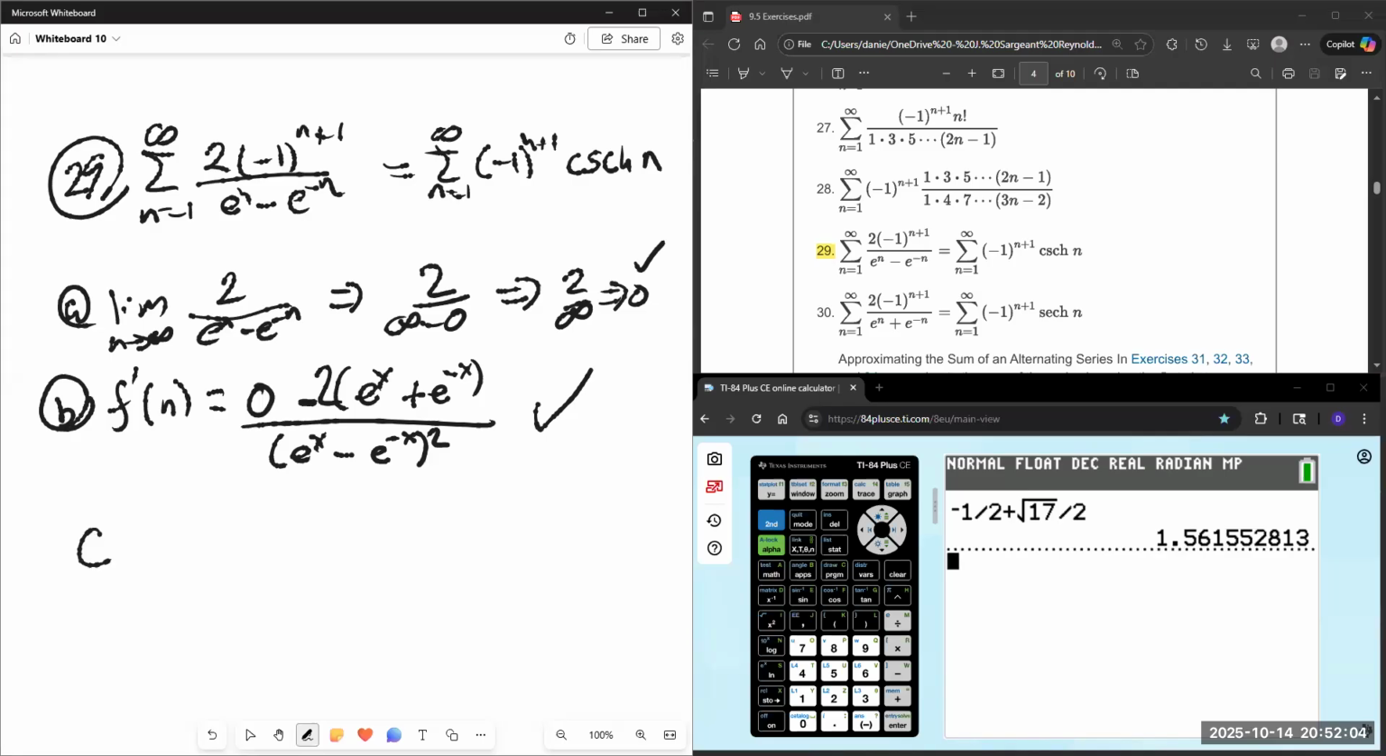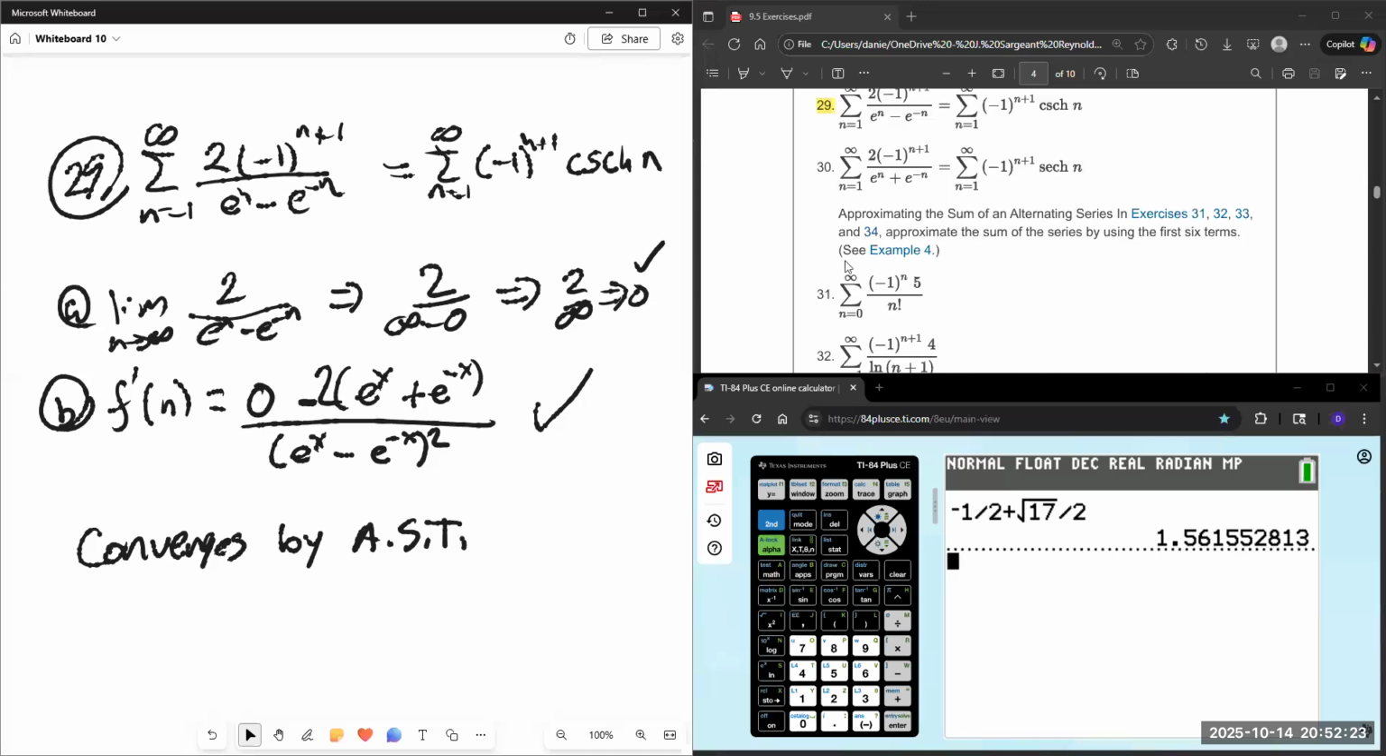So it converges by the alternating series test. And again, they haven't really asked anything about conditional or absolute convergence yet, but they will. Just hang in there. It's coming.